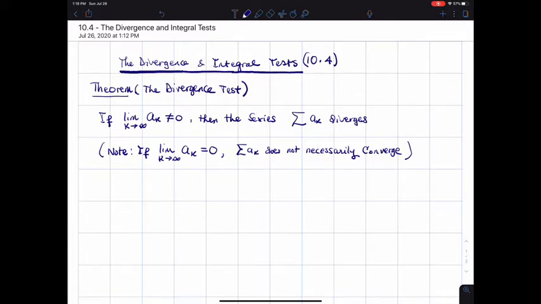The divergence test is a test that tells us if a series diverges, but it's not good at telling us if a series converges. Then the next test after the divergence test is the integral test. So in this section, we're going to look at the divergence test and the integral test. We'll start with the divergence test.